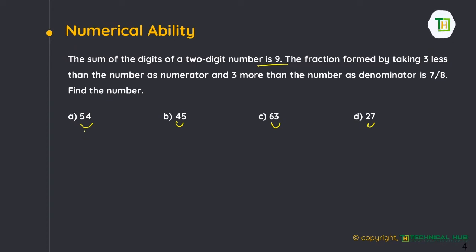Here the numerator is 3 less than the number. Suppose your number is 54: 54 minus 3. If your number is 45, 45 minus 3. If your number is 63, 63 minus 3. If your number is 27, 27 minus 3. These are the numerator values.